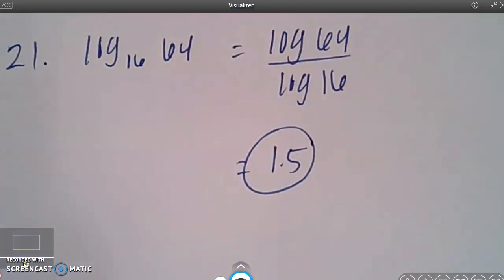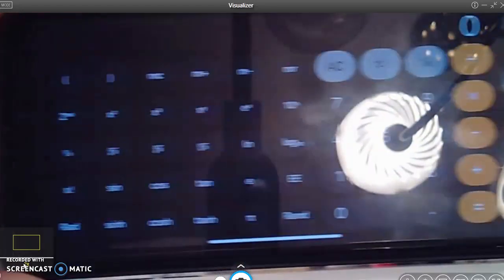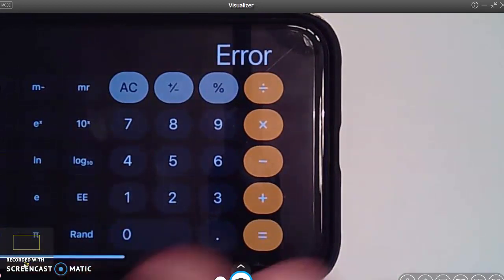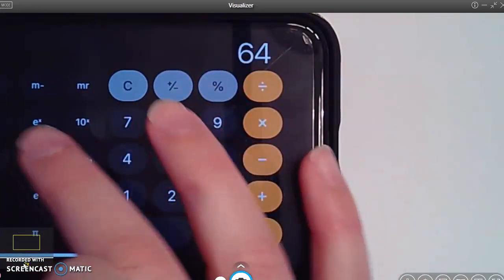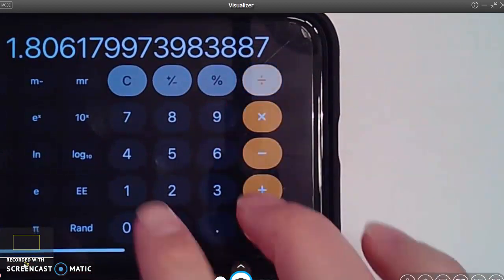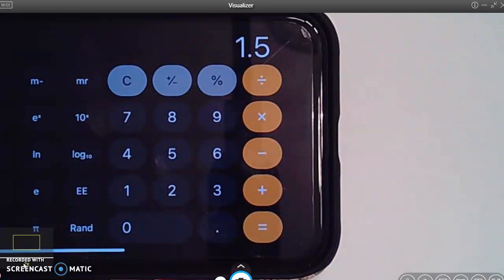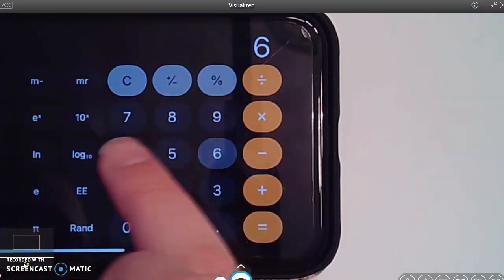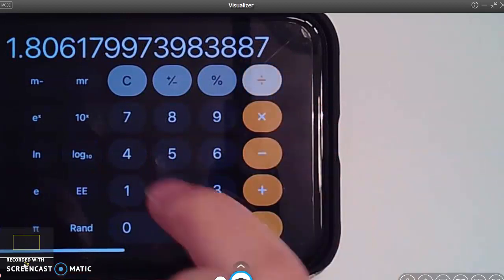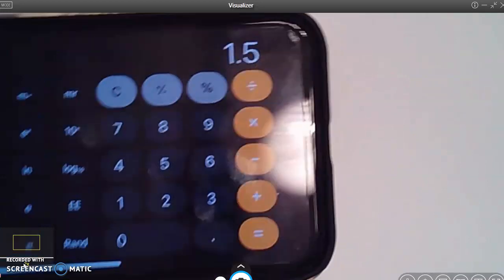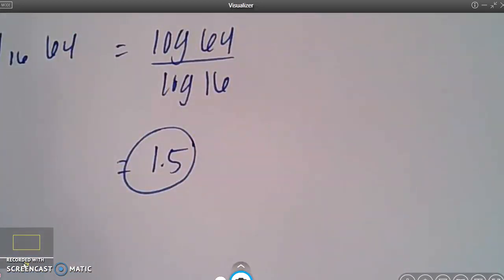Okay, so the same rules apply for doing it on your phone. So let's see if I can get this to work. Oh, terrible glare, sorry. So you have to do 64 first, then hit your log, and you're going to divide that by 16 log, and then hit enter. So once again, how I did this is I did 64 log divided by 16 log, enter. And that's how I got my answer of 1.5. So this is how you can do it on your phone if you don't have a calculator, which most of you always borrow mine.